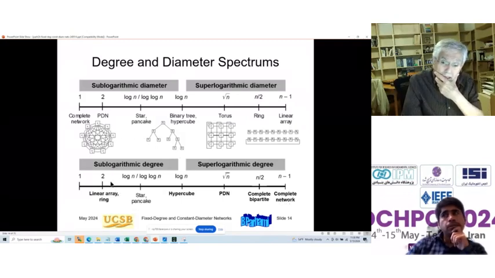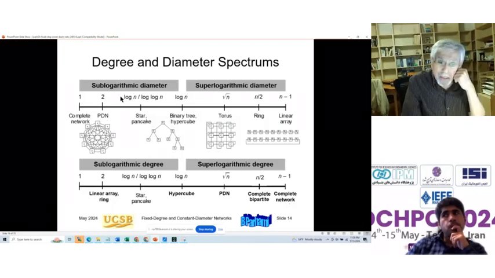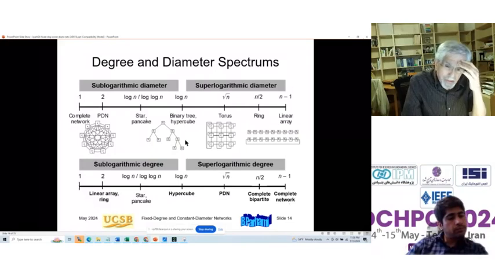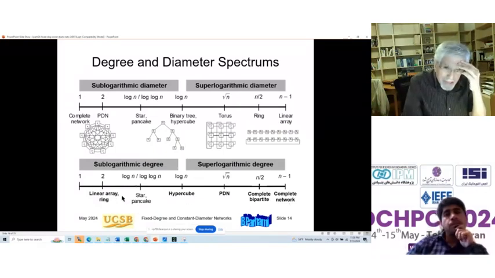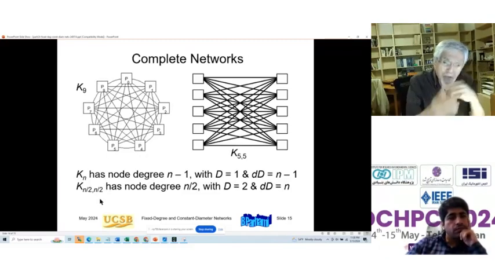So when I talk about constant diameter, I'm talking about this end of this spectrum, small diameters. And when I talk about constant or fixed node degree, I'm talking about this end of this spectrum. Okay, these will make more sense as I give you some examples.